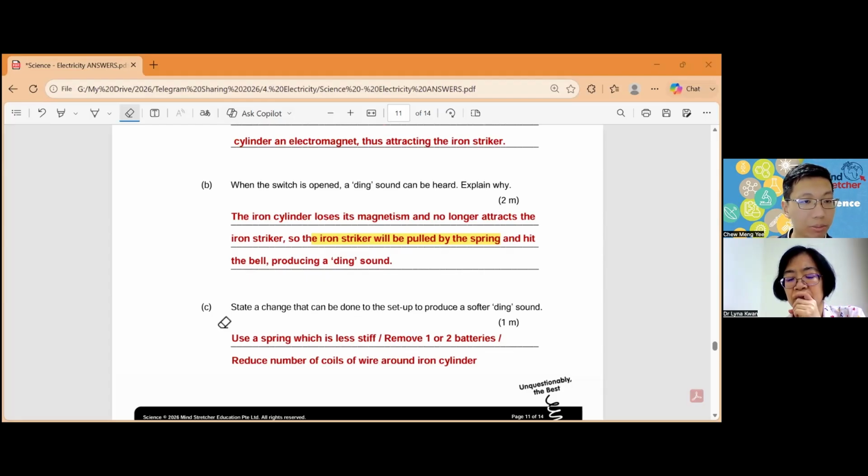Cherise, how does it lose the magnetism? No, they say that the switch is open. They say that the switch is open here. Cherise, the switch is open. Yeah.